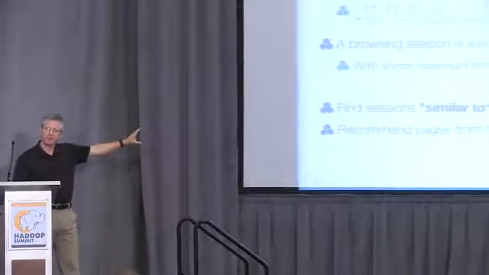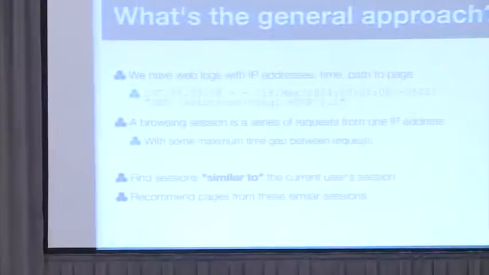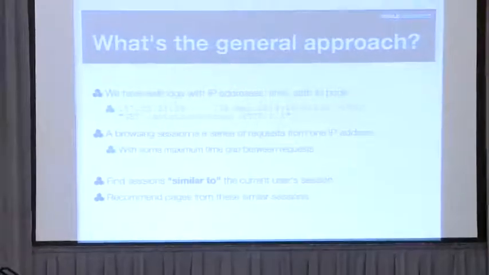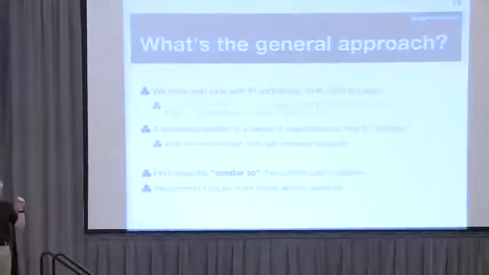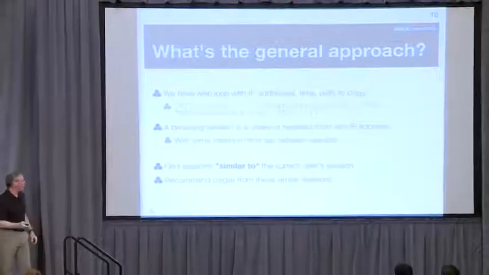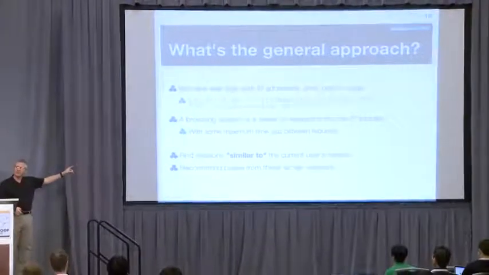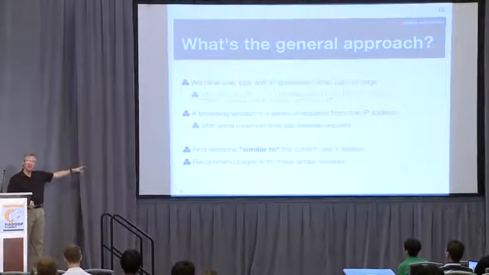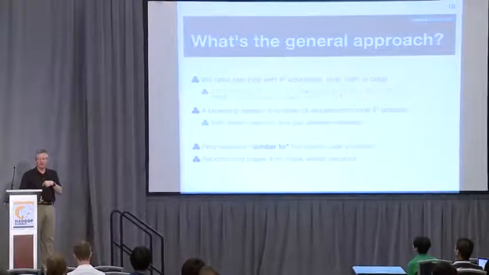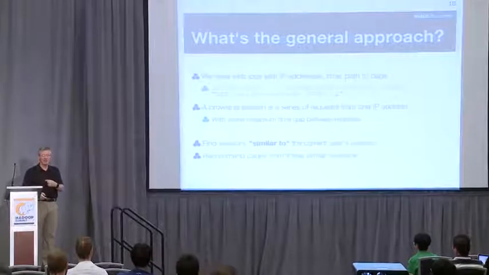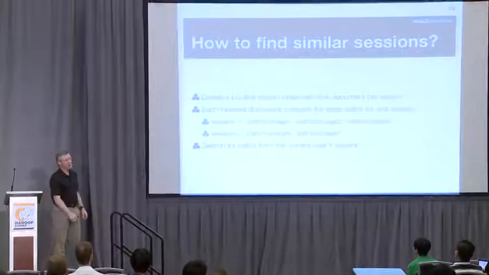So once we've done that and we've got these sessions, now we've got a similarity problem. Because if we can find sessions in the past that are similar to the current user's sessions, that gives us our relationship that we want. Because then we can get these similar sessions and find what pages they've looked at that the current user hasn't yet looked at. And those become interesting recommendations. So how do we actually do that?